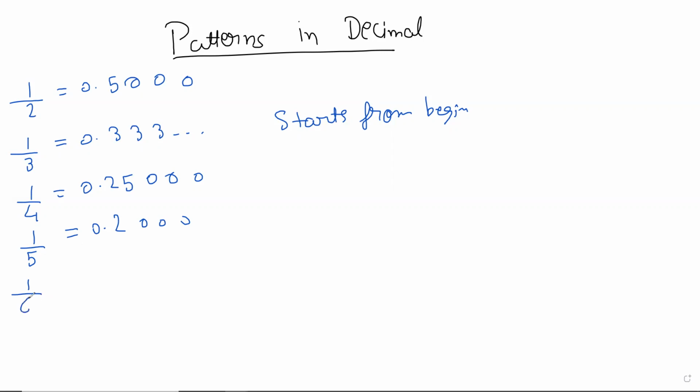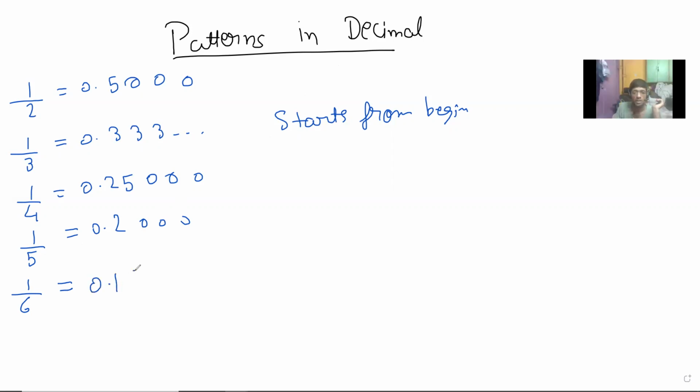So this is 0.2. Okay, what about 1/6? 0.166. So I can see the pattern does not start from the beginning, right? And then 1/7, it starts from the beginning. And then 1/4... again, good. So this again starts from the beginning.